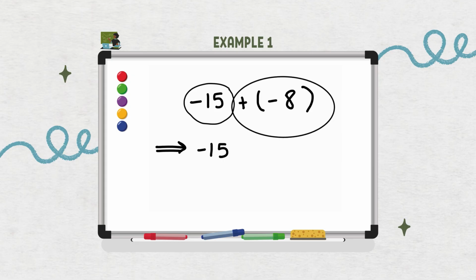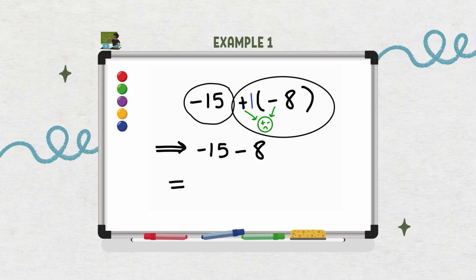Now here's why we needed to know our multiplication integer rules first. Outside of the parentheses is a 1. So that really says positive 1 times negative 8. So let's use our smiley face just to stay on track. We have a positive coming from the 1, a negative coming from the 8. So therefore we have a sad face, which means we are going to rewrite this problem as negative 15 minus 8.